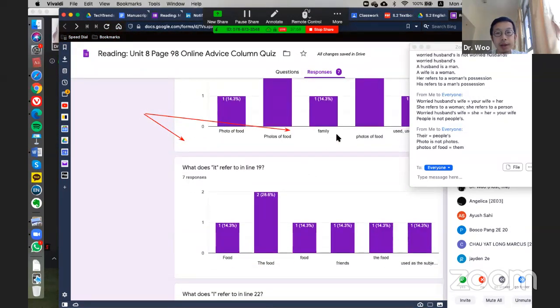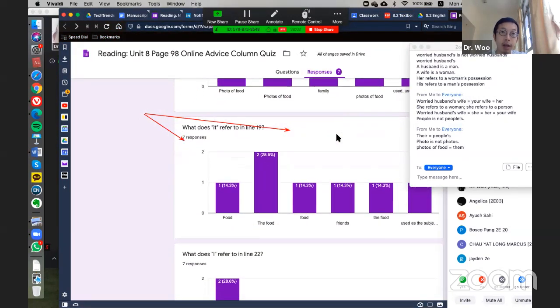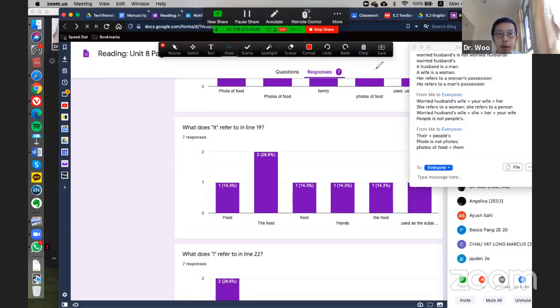What does it refer to in line 19? It, singular. Should be one thing. Okay. So it seems like this one was pretty easy. It seems everyone or most people put down food, the food. Someone is confused and another person is confused. But it seems like the majority of respondents, the people who took this quiz, are not confused. That's pretty good.